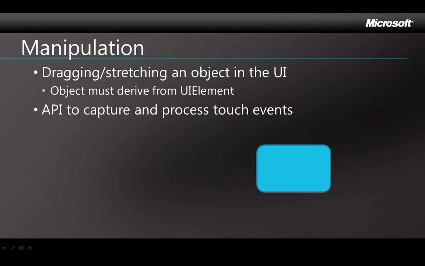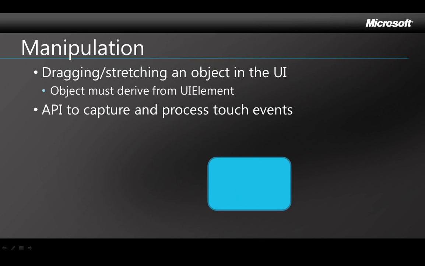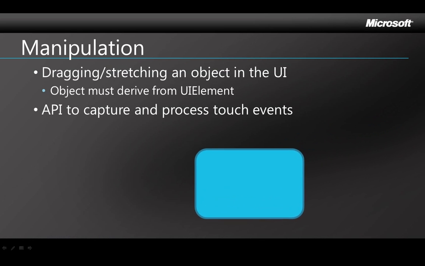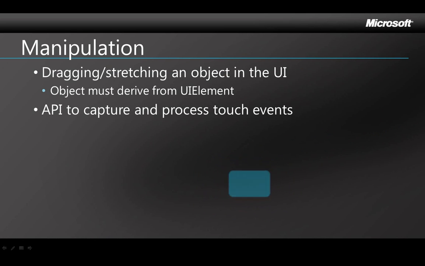Manipulation means letting the user move or scale UI objects on the screen by dragging or stretching the object with their fingers. You process the user's touch events using an API that captures those events and can redraw the UI object. In Windows Phone 7, you can manipulate any object that's derived from the UI element class.